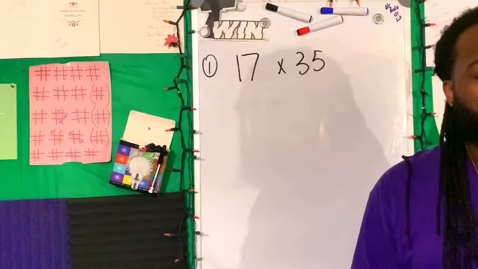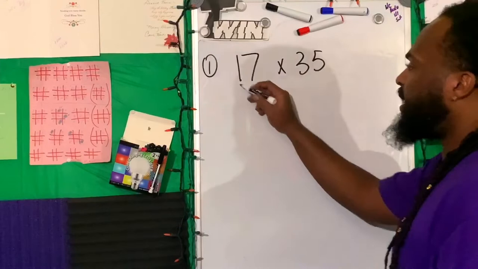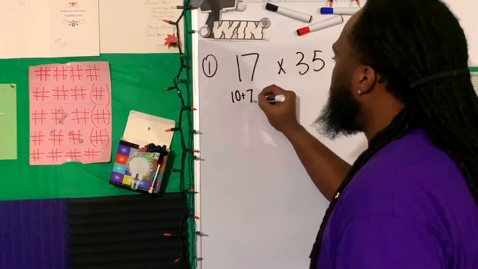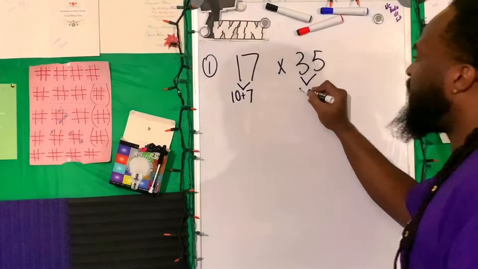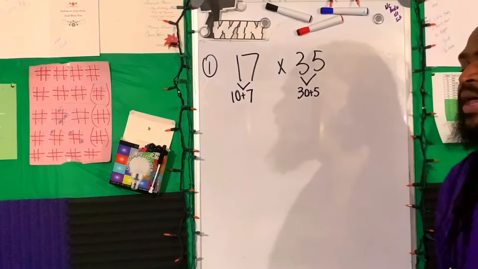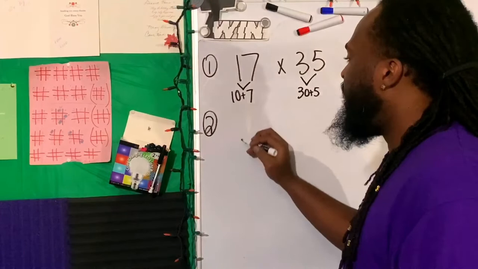Next class, we do 17 as in 1, as in 10, plus 7, bring that down, right? Now we bring the 35 down as in 3, understood to be 30, plus 5. Okay, class? Now your next step would be step 2, and you will create a large box.